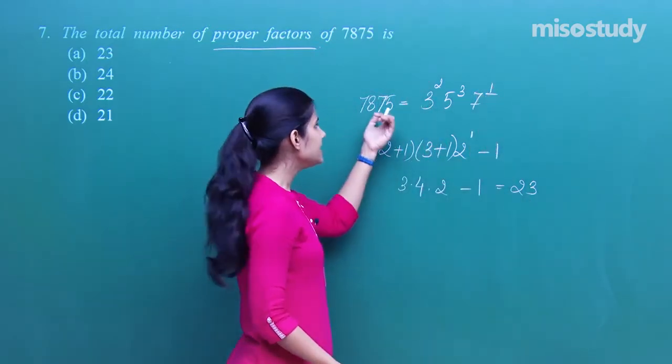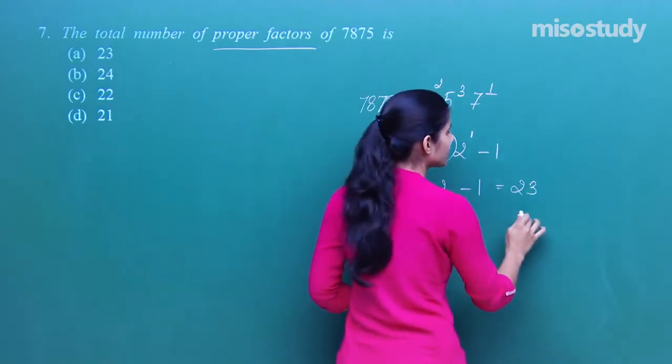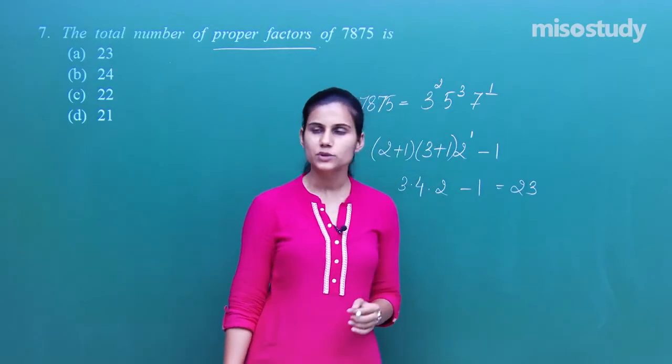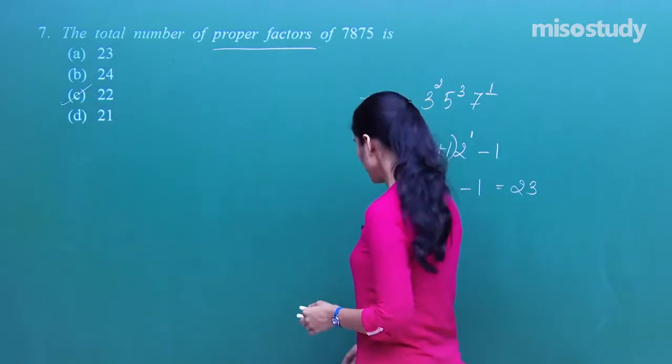In which case 7875 itself is going to be the factor of itself. I don't want that factor, so proper factors will be 23 minus 1, which is 22. Clear? What is the next question?